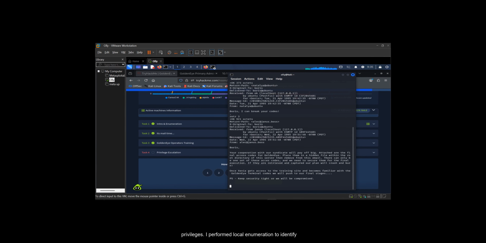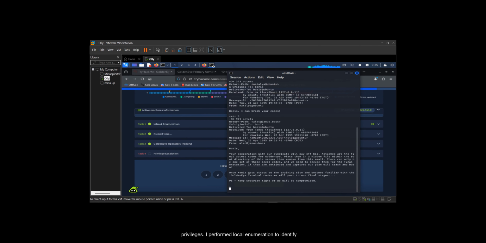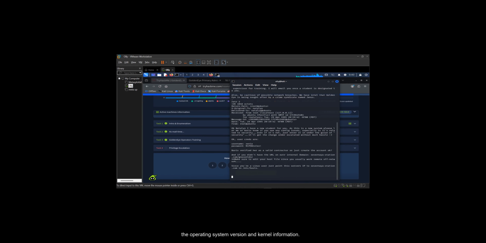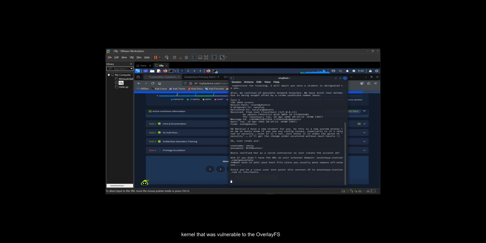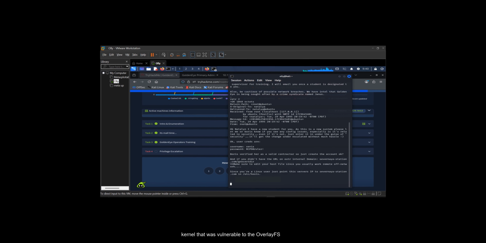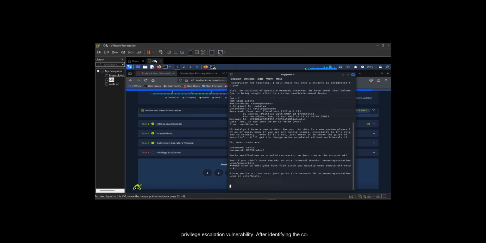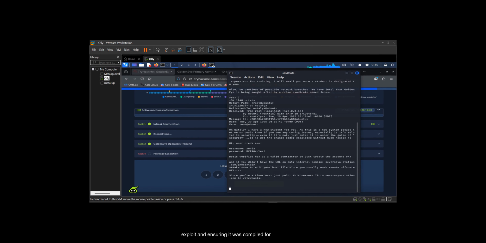At this point, I had initial access but still needed to escalate privileges. I performed local enumeration to identify the operating system version and kernel information. The target was running an older Ubuntu kernel that was vulnerable to the OverlayFS privilege escalation vulnerability.